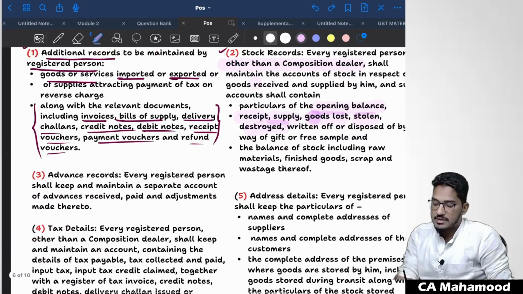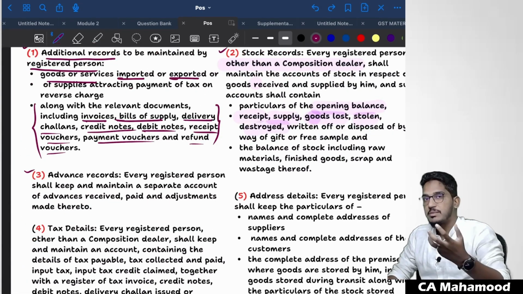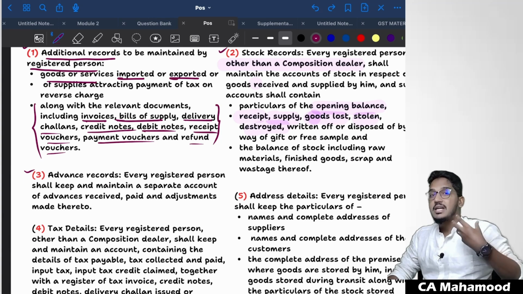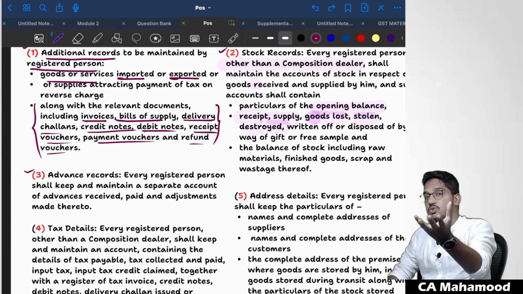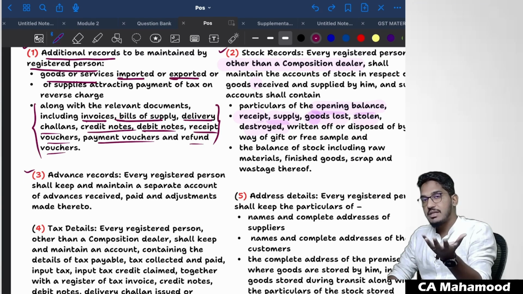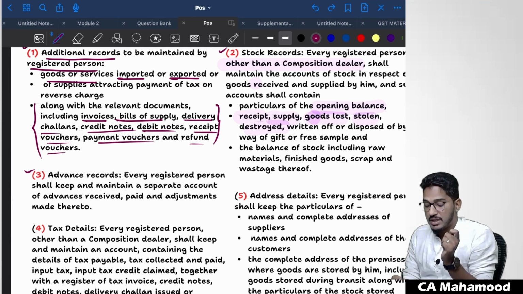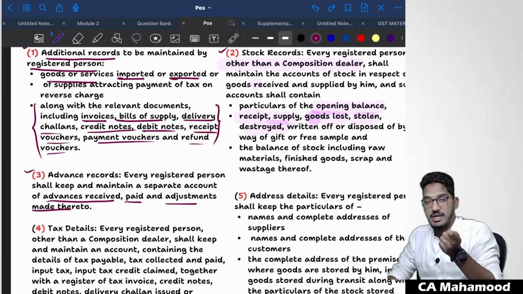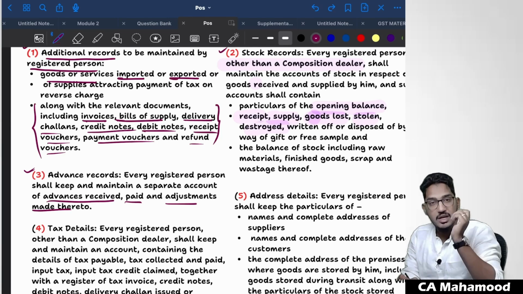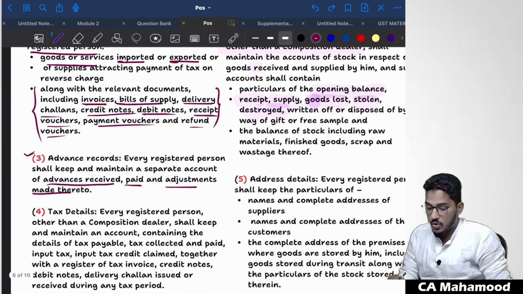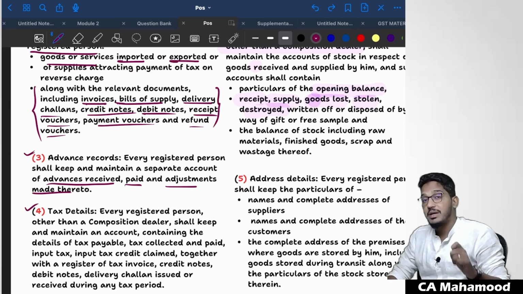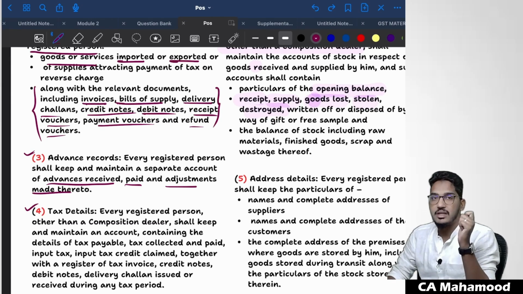Then sub rule 3 says that similarly, sometimes you might be receiving advances from your customers. Sometimes you might be paying advances to your suppliers, and out of these advances, adjustments will happen. You have to maintain separate accounts relating to advances received, paid and adjustments made from these advances. Not just that, you even have to maintain separate accounts for tax related details also.